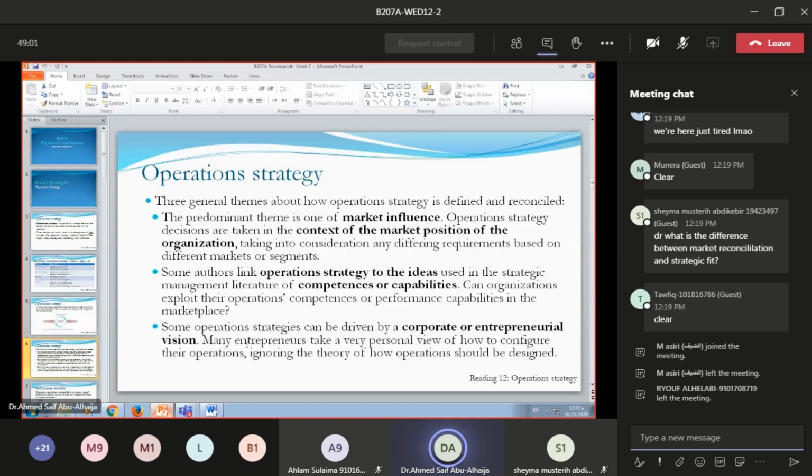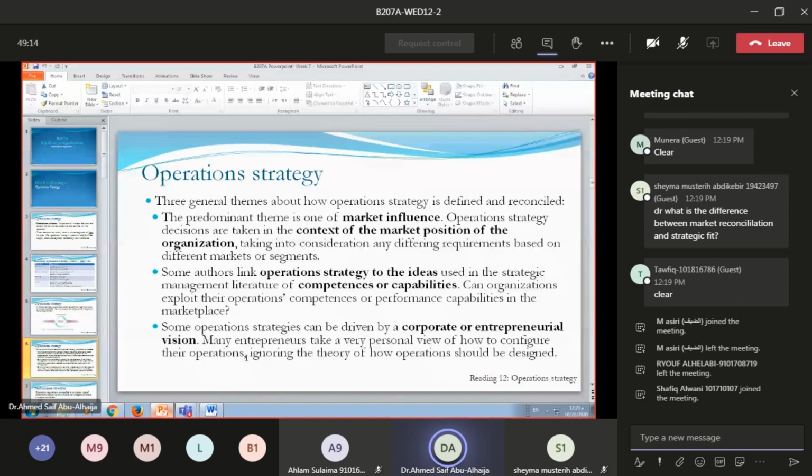Many entrepreneurs, or let's say startups, take a very personal view of how to configure their operation. You can take your personal view into account, but you need for sure to not ignore the theory of how operations should be designed.